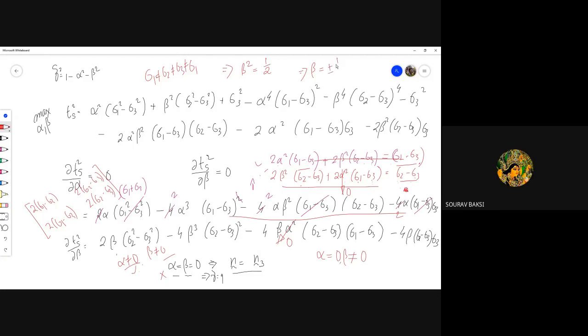Plus minus 1/2. Minus 1. Okay. So this is your very familiar expression, right? So what would be gamma also? Gamma should also be plus minus 1 by root 2. And alpha is 0.